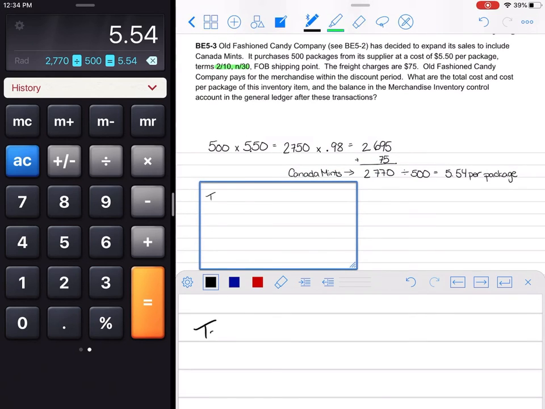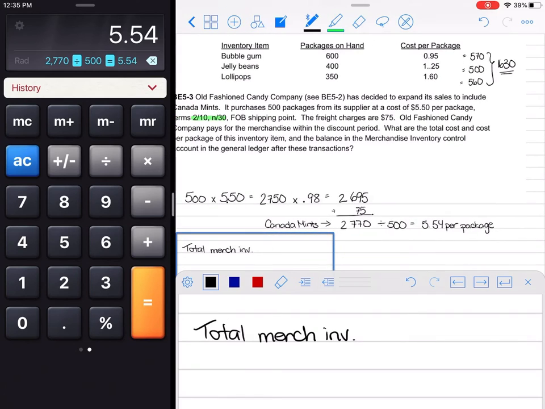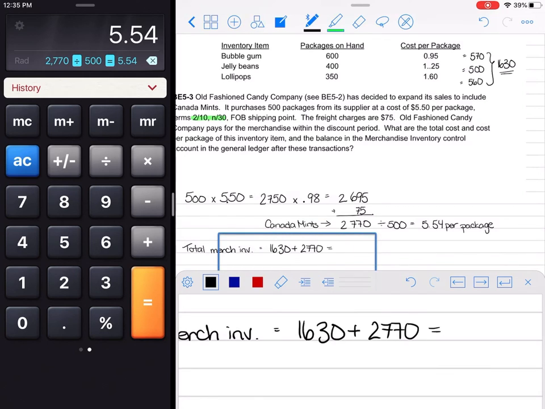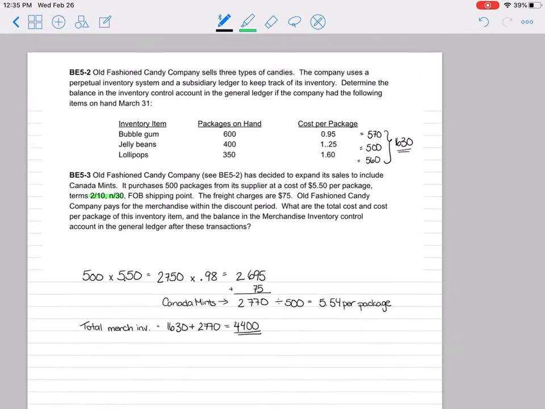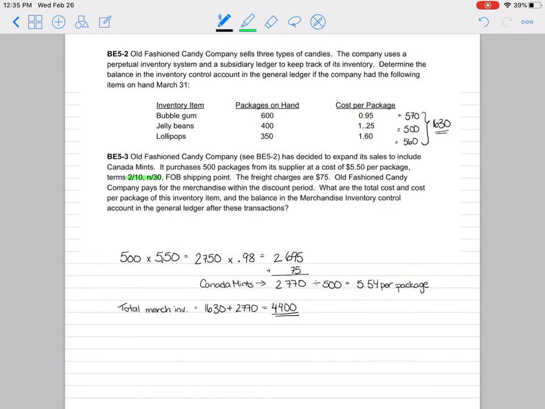And if we wanted to figure out the total value of our inventory, we're going to take the value from the previous question, the $1,630. We're going to add in the new inventory, which is $2,770. That gives me a total value of my inventory of $4,400. So those would be the answers for those 2 questions.